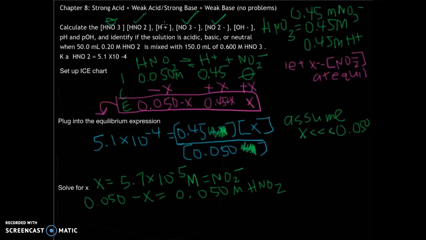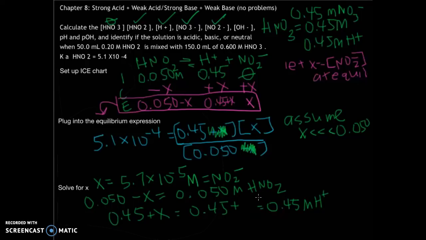What about my H+? Well, my H+ is defined as 0.45 plus X. So it is 0.45 plus 5.7 times 10 to the -5th. And if you plug that in your calculator, which I'm doing really quick, you get 0.45 molar H+. So check.